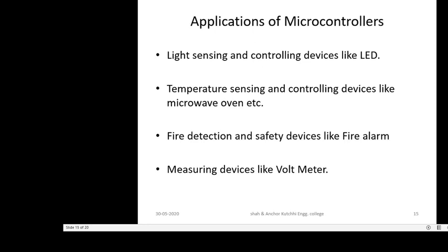Here I list some applications of microcontrollers. Light sensing and controlling devices like LEDs, temperature sensing and controlling devices like microwave ovens, fire detection and safety devices like fire alarms, and measuring devices like voltmeters. Many embedded system applications are using the microcontroller to control the devices or to control that application.